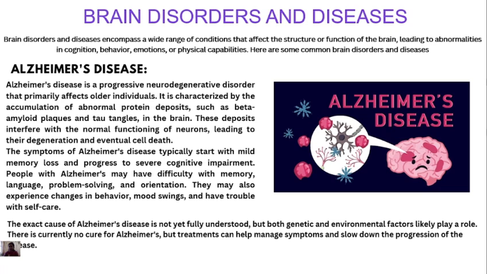The exact cause of Alzheimer's disease is not yet fully understood, but both genetic and environmental factors likely play a role. There is currently no cure for Alzheimer's disease, but treatments can help manage symptoms and slow down the progression of the disease.